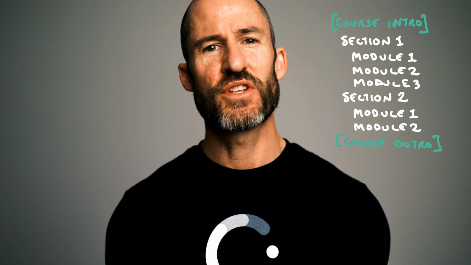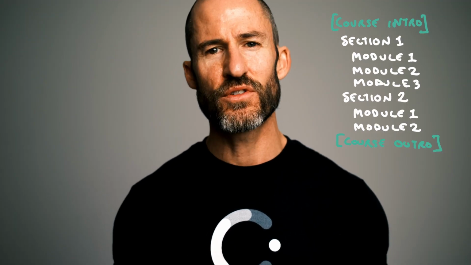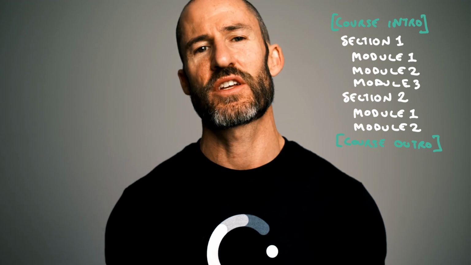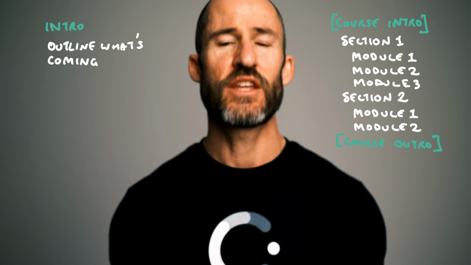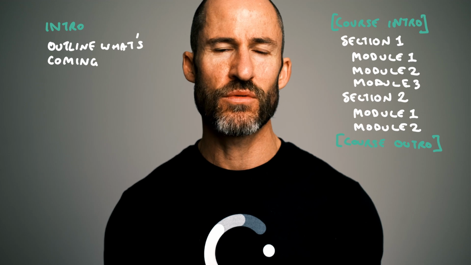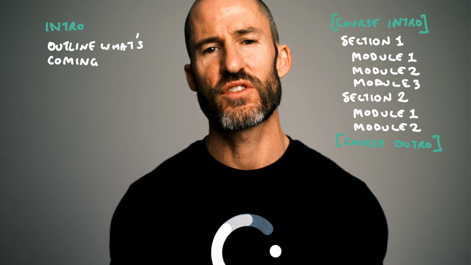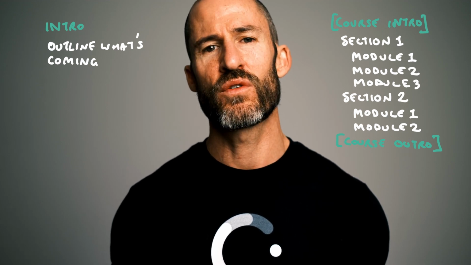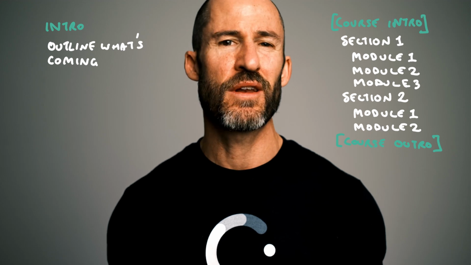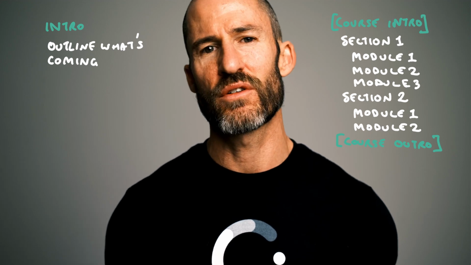Once you have all the modules down and grouped into sections, it's good to wrap it all up in an intro and outro section to tie it all together. The introduction section is where you want to have a module to introduce yourself, thank your students for starting the course, and outline at a high level what's coming up. You may even want an extra module in there to further add context setting.